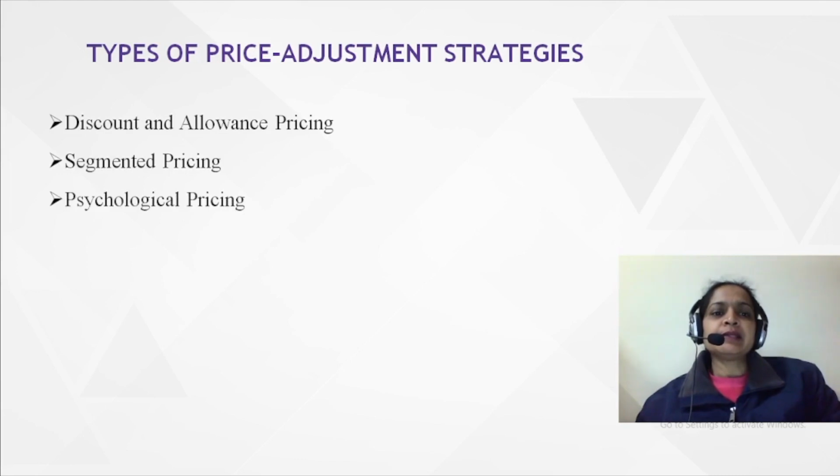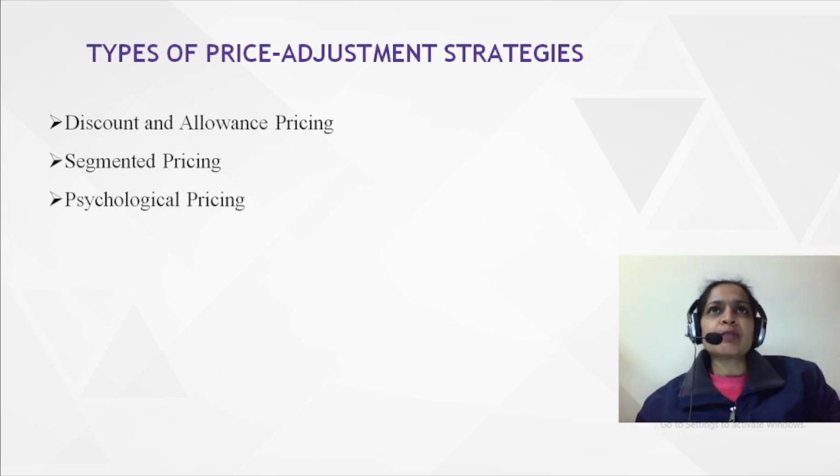The third type of price adjustment strategy is psychological pricing. The purpose of psychological pricing is to create a special appeal for consumers. When customers cannot determine the quality of a product by investigating it or drawing on previous experience, they use price to judge quality, where the price says something about the product. Many consumers use price to judge quality.